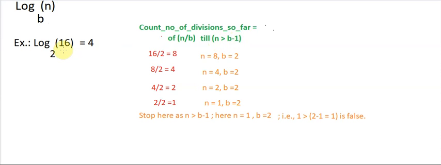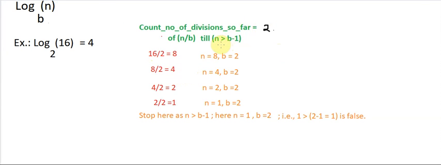So let's see this. For the very first time, n is 16 and base is 2, and 2 minus 1 is 1, so 16 is greater than 1. So I will carry out my division. This is my first division, and I get the value 8, which will be my new n. The divisions occurred so far is 1. Then I carry out my second iteration, because the termination condition is still not met. I divide 8 by 2 and get my new n as 4. Now the number of divisions so far is updated to 2.